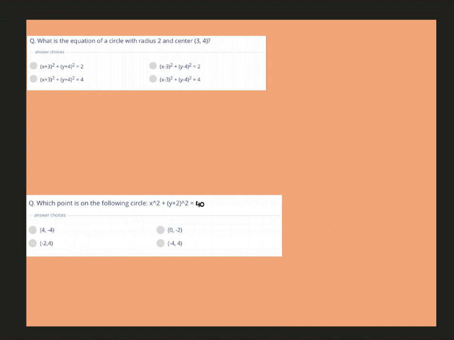Now again we have the center and radius. We have to identify the equation. (x minus 3) whole squared plus (y minus 4) whole squared equals 2 squared. That's (x minus 3) squared plus (y minus 4) squared equals 4, which is option D.